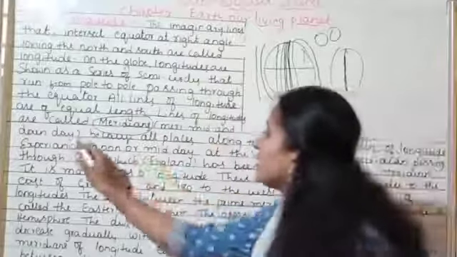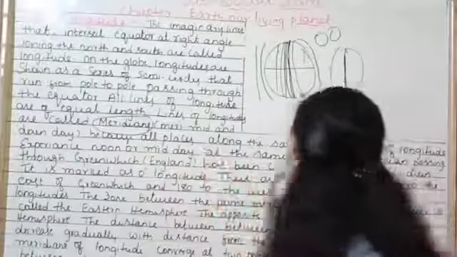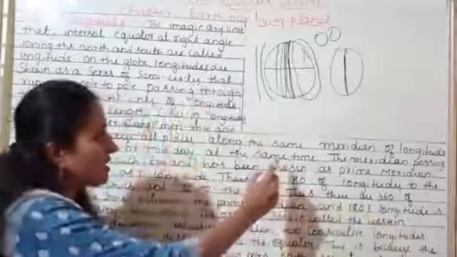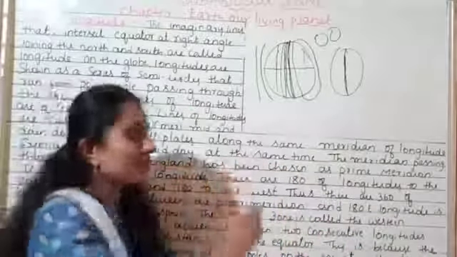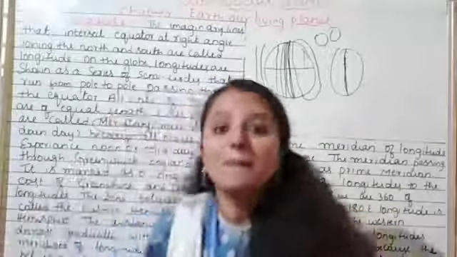All the places along the same meridian of longitude experience noon or midday at the same time. That is the reason it is considered as a meridian.